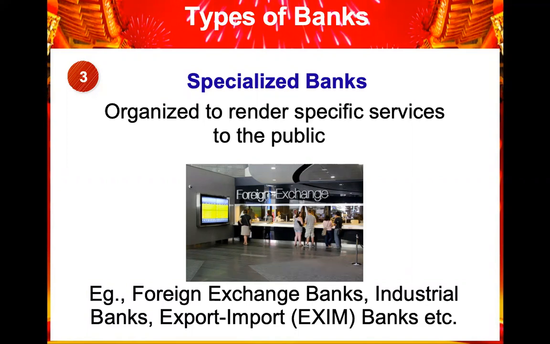When we talk about industrial banks, you can see in the examples, foreign exchange banks, industrial banks, import-export banks, that is Exim banks, इसको बोलते हैं, EXIM, Exim banks. So import and export banks कौन से होते हैं? Like in the earlier second chapter we were talking about import and export, right? Import is basically the one which we are purchasing for our country, right? Export is basically which we are selling to the other country, right?